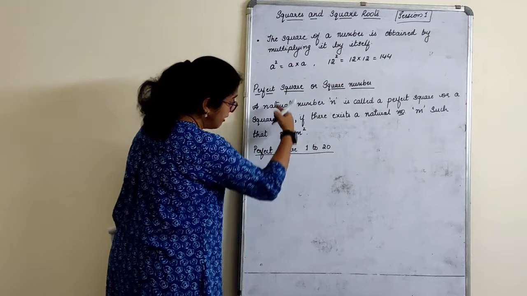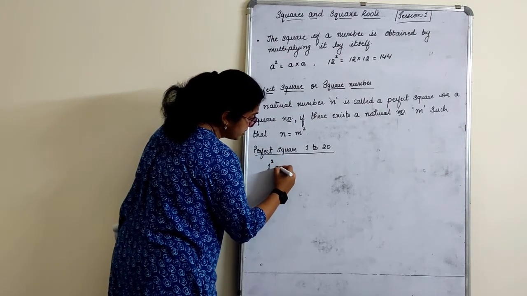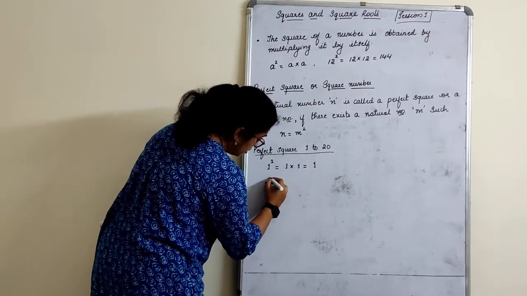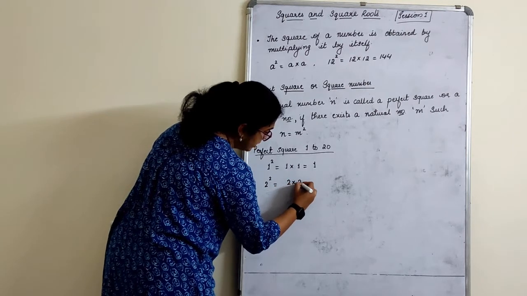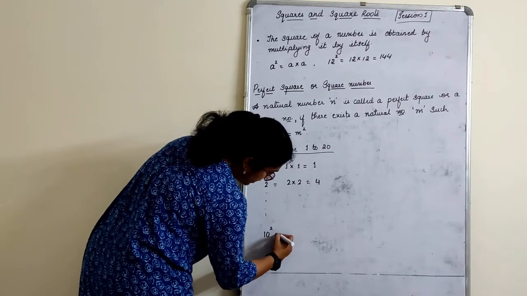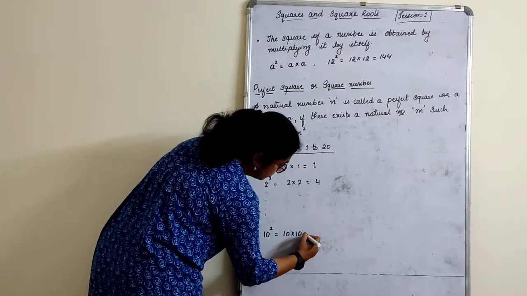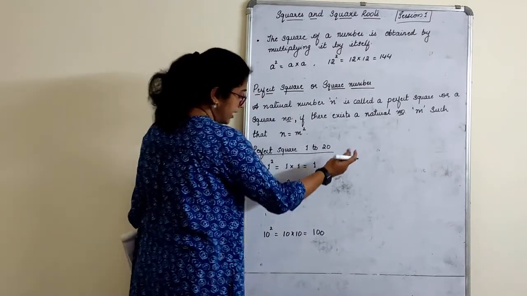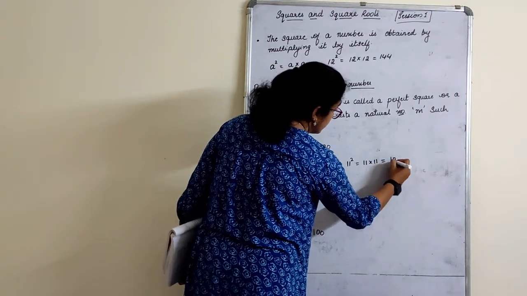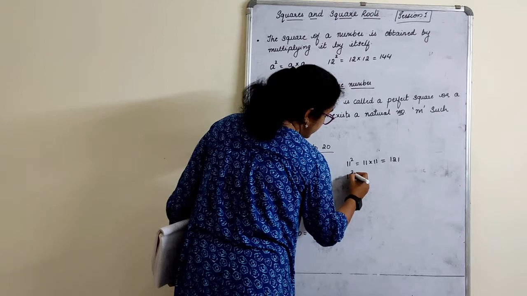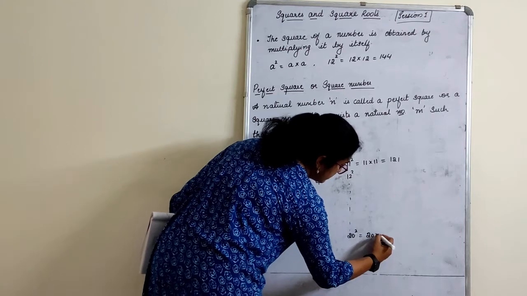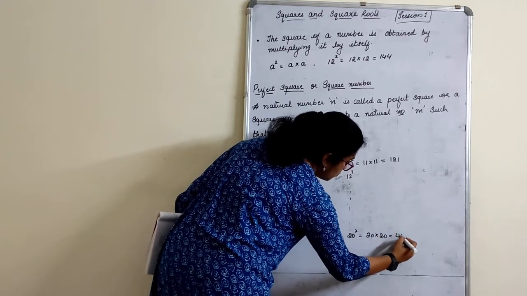So how do you write this now? After this, you will write 1 square is equal to 1 into 1, that is 1. 2 square is equal to 2 into 2, that is 4. So this will go on till 10 square is equal to 10 into 10, that is 100. Then 11 square is equal to 11 into 11, that is 121, 12 square, followed by 20 square is equal to 20 into 20, that is equal to 400.